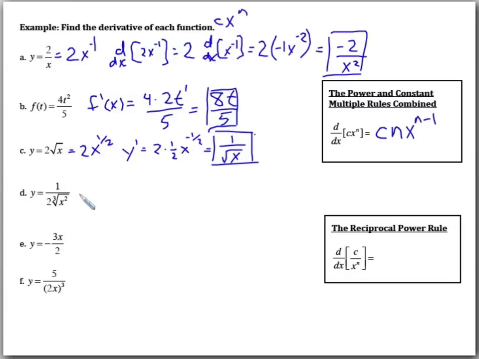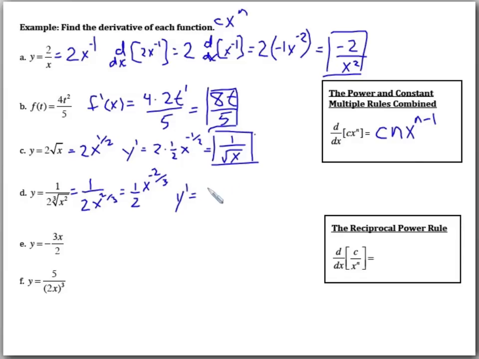Let's try our next one here. So when we look at this, we do want to rewrite it. So let's get rid of our radical signs. So this becomes 2x to the 2/3. Now we're going to change the 2/3 into negative. So we have 1/2 x to the negative 2/3. And now we're going to go in and find our derivative.